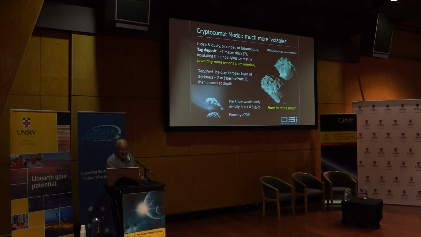Porosity greater than 70%, very gassy, it's giving out lots of water, lots of gases. We believe that there is a hardened layer below a soft layer, because otherwise Philae wouldn't have bounced. That was foretold in comet crust models from about the late 70s, mid 80s.